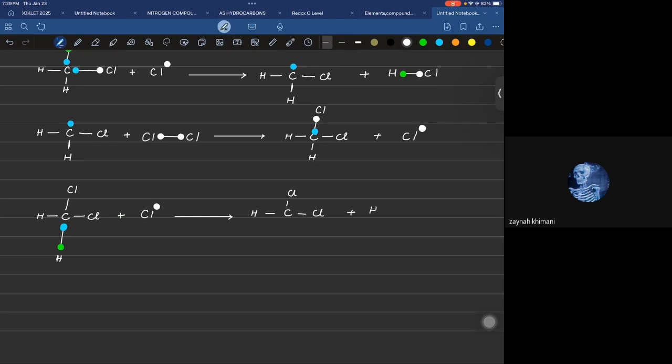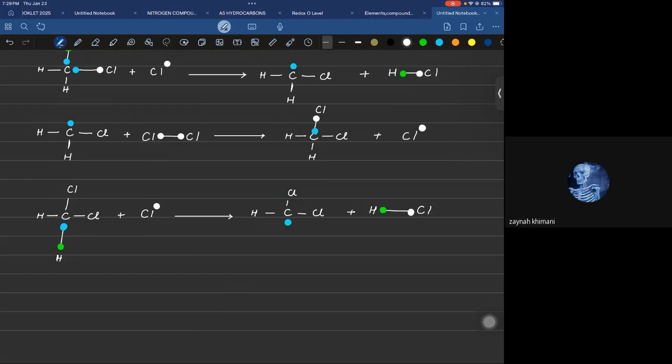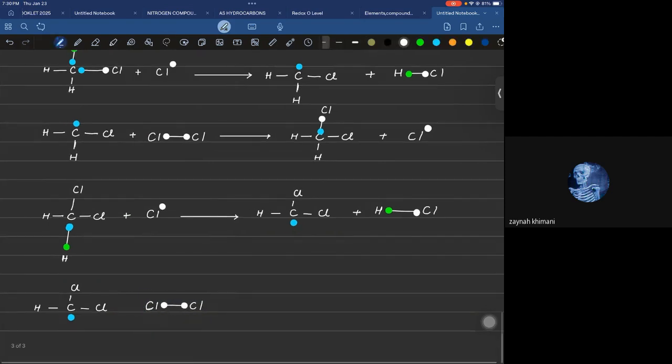Then HCl is formed, in which you can see this is an electron of hydrogen, and this is an electron of chlorine, leaving behind again the radical. Then this radical would be reacting with the chlorine molecule, again the chlorine molecule, okay?